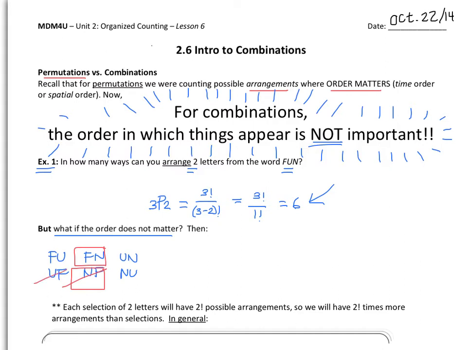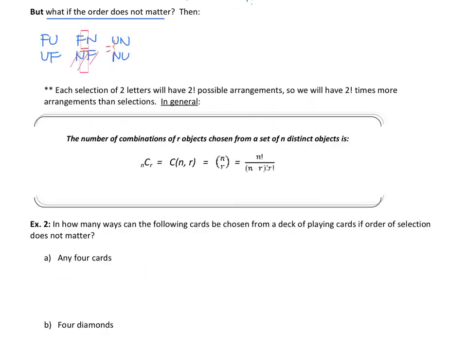And of course we'd have to do that for these other cases too, and we'd only be left with 3 combinations. That makes a lot of sense because each selection of 2 letters will have 2 factorial possible arrangements, and we don't want those, so we will have 2 factorial times more arrangements than selections, so we're just going to divide those out. If you notice, we had 6 and we divided by 2 factorial because we had that many more arrangements. We don't care about those, and we're left with 3.